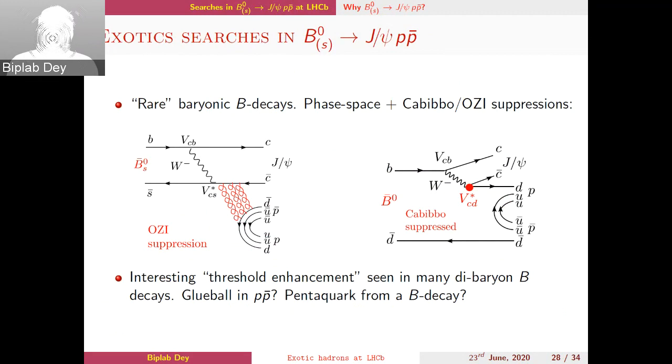LHCb had actually looked at this a long time back, and the interesting thing then was that there seems to be a universal threshold enhancement in the dibaryon mass from many different B decays. For p p̄, the interest has always been whether there is a glueball. But once pentaquarks came up, the thrust changes a little bit: do we have a pentaquark from a B decay?